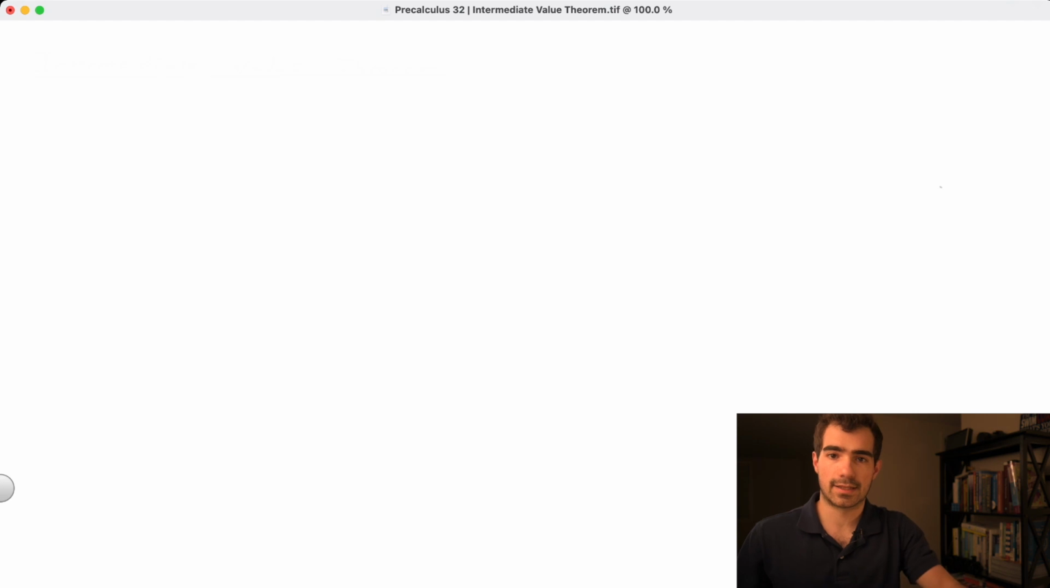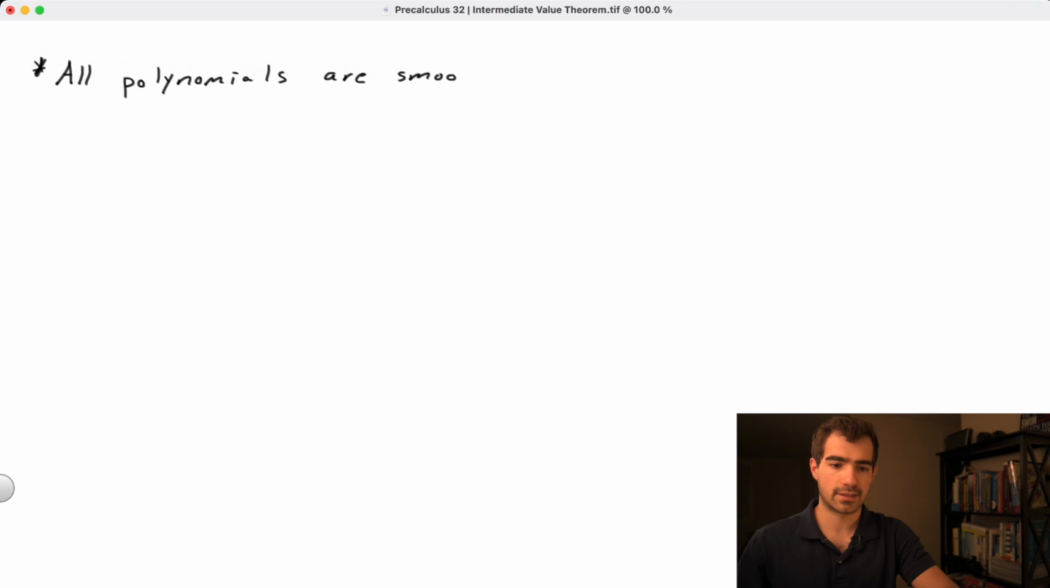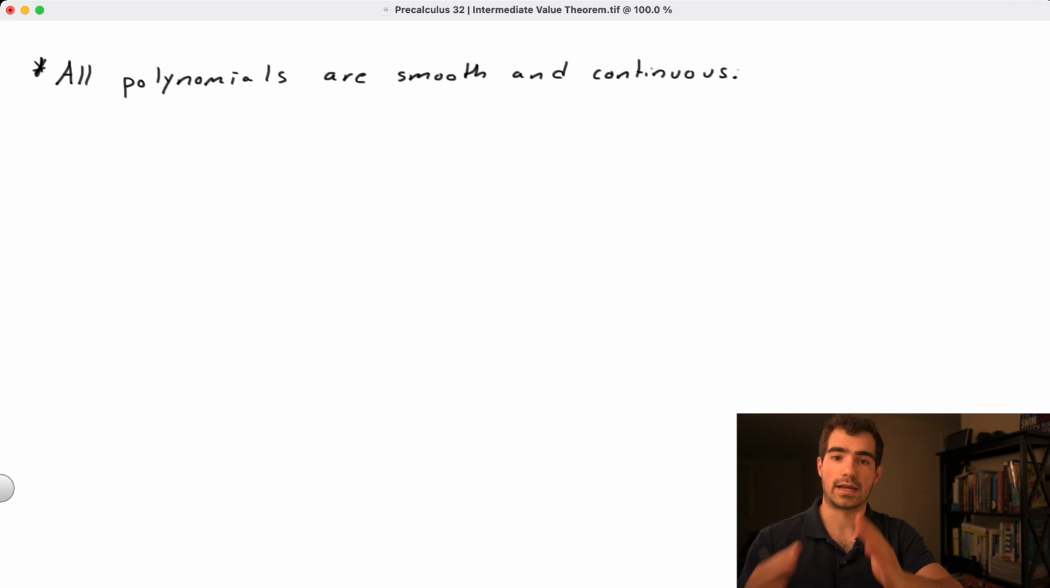And as these concepts relate to polynomials in particular, the important thing to note here is that all polynomials have both of these characteristics. In other words, all polynomials are both smooth and continuous. And this is important because both of those features make them a lot easier for us to understand and a lot easier to graph. If we don't have to worry about sharp corners or breaks, that tells us a lot more information about how we can connect the dots as we draw the graph of our polynomial functions.